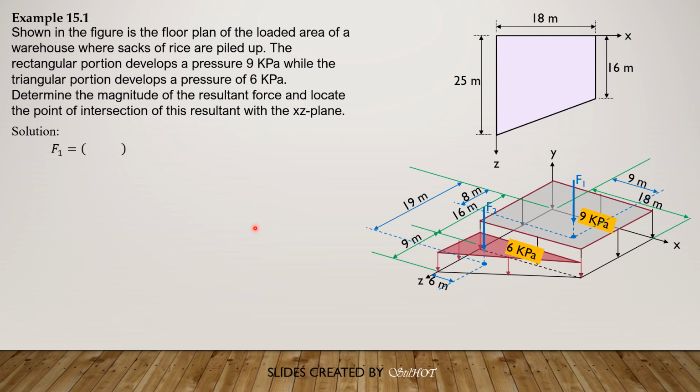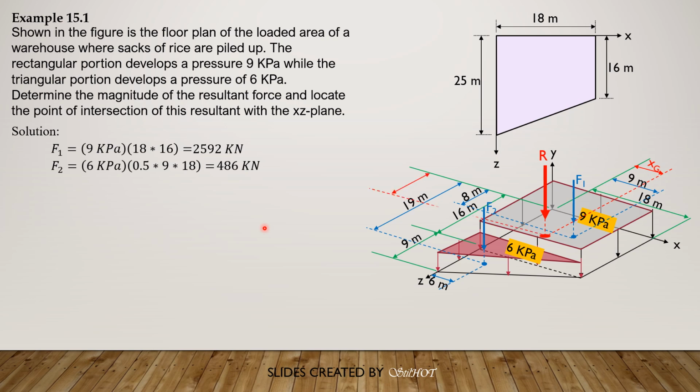So F1 is simply the volume of the pressure diagram. So it is pressure times the area over which it acts. So 9 times the area, 18 times 16, so 2592 kilonewtons. F2 is 6 kilopascals times the area, 1/2 of 18 times 9, so 0.5 times 9 times 18, which is 486 kilonewtons. Therefore, the resultant force is the sum of these two forces, and it is obviously downward, and its location would be denoted x sub z and z sub z, while the y value is 0.